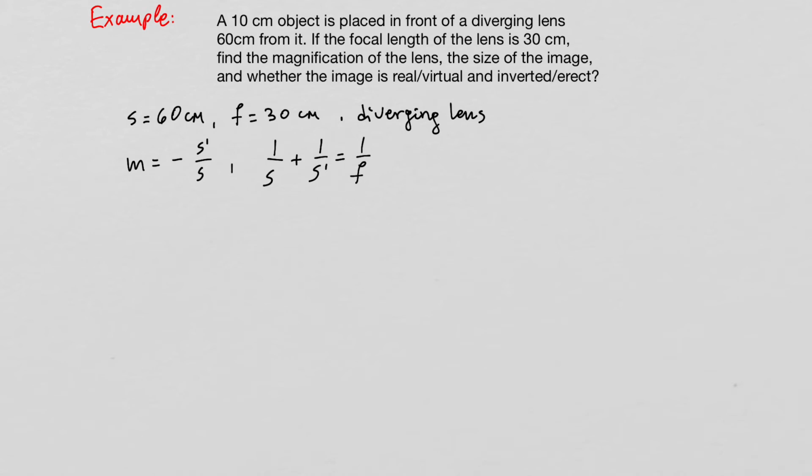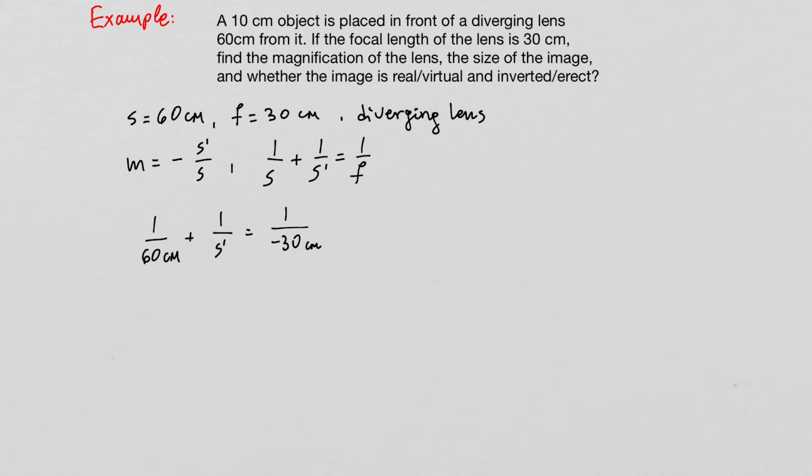So from the rules of the lens equation for the focal distance and the image distance, since this is a diverging lens, the focal distance must be entered with a negative sign. So then the lens equation is written as 1 divided by 60 centimeters plus 1 divided by s prime is equal to 1 divided by minus 30 centimeters.